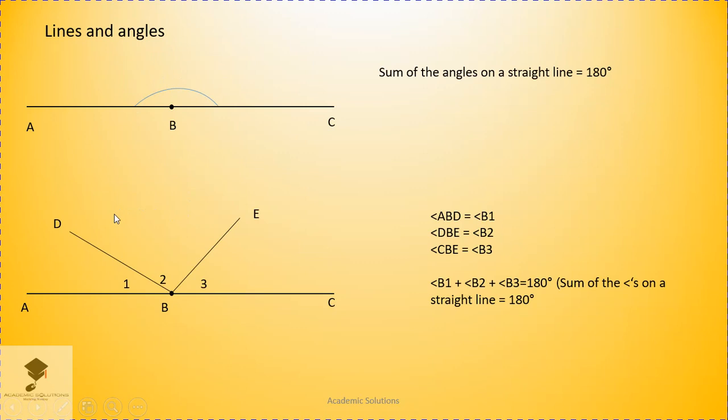Our second diagram: angle ABD is the same as angle B1, angle DBE is the same as angle B2, and angle CBE, this angle here, is the same as angle B3. Also angle B1 plus angle B2 plus angle B3 is 180 degrees. If you look at B1, B2 and B3, it is a straight line. That's why it adds up to 180 degrees.